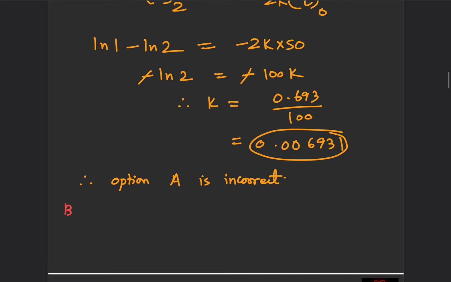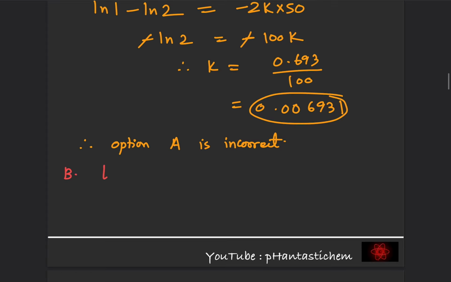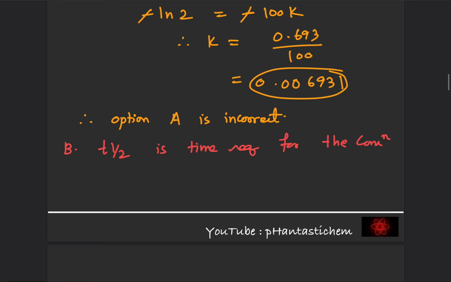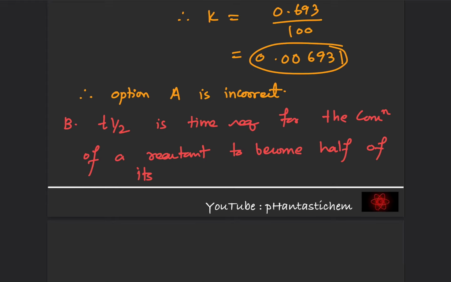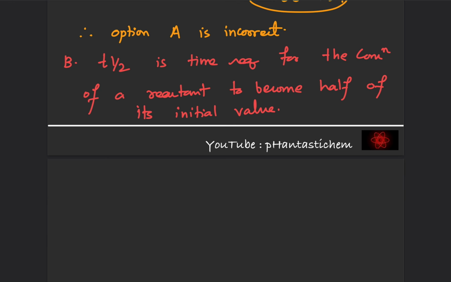Okay, next going to option B. So option B talks about half-life of X. Half-life is the time required for the concentration of a reactant to become half of its initial value. Important: t half is the time required for the concentration of a reactant to become half of its initial value.